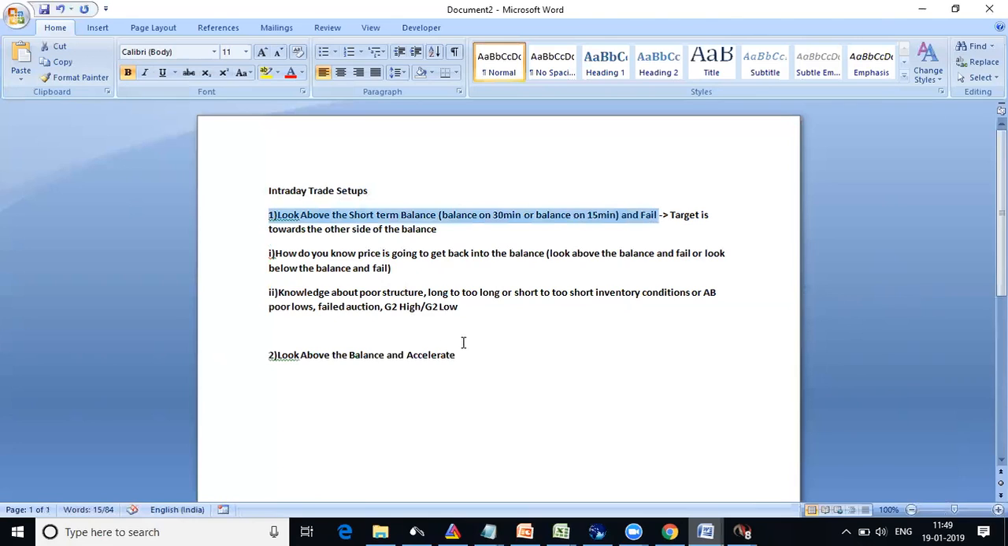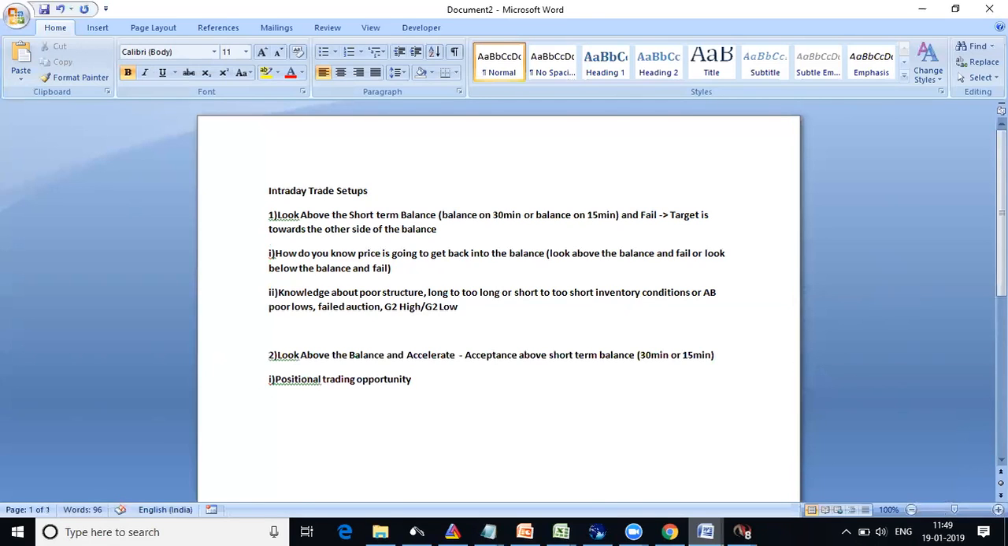No question. Okay, so what you have to look out for is acceptance above a short-term balance. You can also use either a 30-minute or 15-minute chart to identify a short-term balance. So this is a positional trading opportunity. First of all, it is a positional trading opportunity.